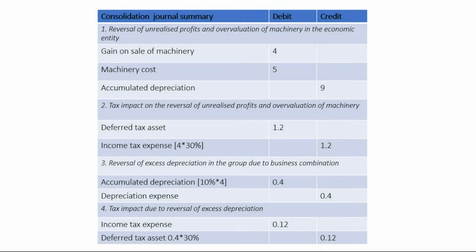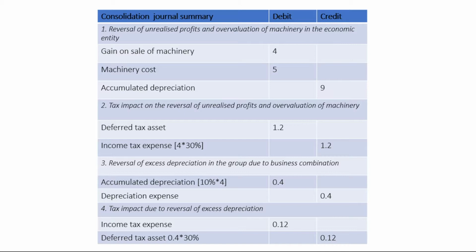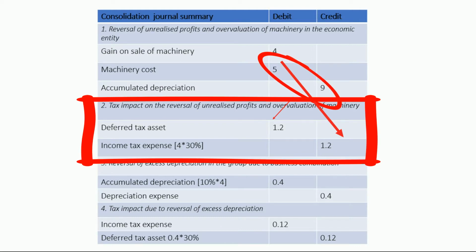Now that we have reversed the gain and the overvaluation of the machinery, because we decrease the gain or the profit in the group, the income tax expense in the group will also decrease by 30% of that value. So we credit income tax expense 1.2, which is 4 million into 30%.